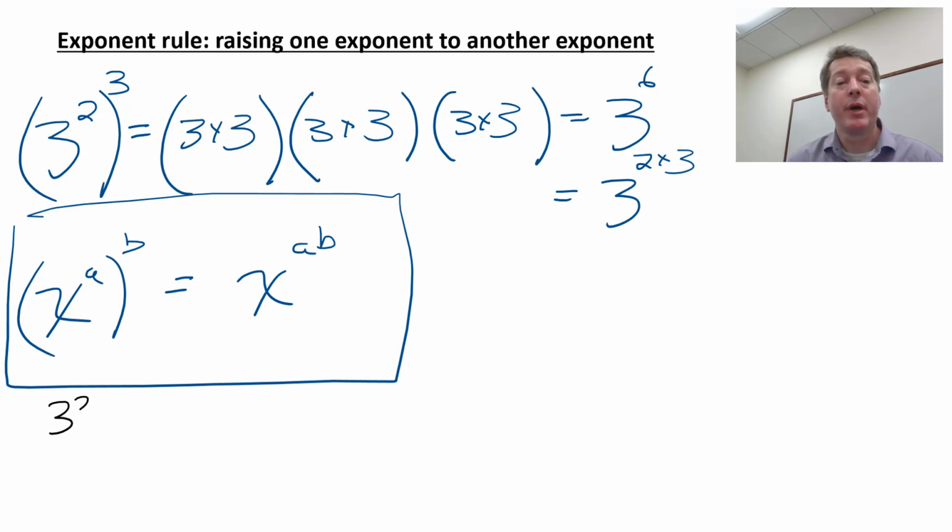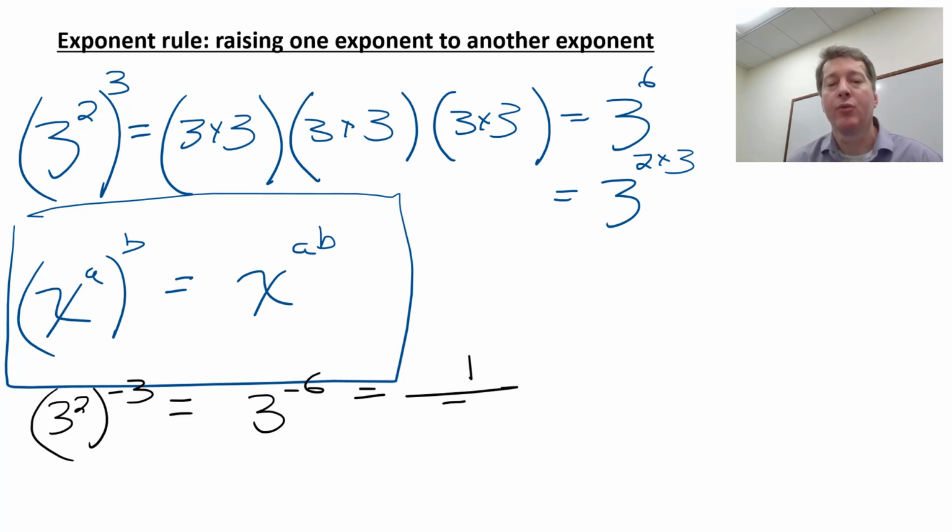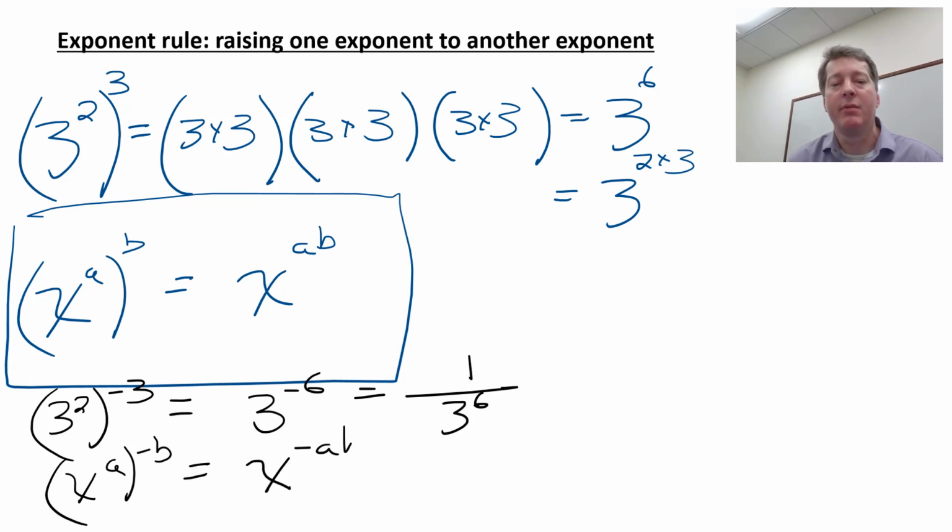Suppose I had 3 squared to the negative 3. Well, same rule, you multiply the exponents. That's 3 to the negative 6, which is what? That's the same as 1 over 3 to the positive 6. 1 over 3 to the 6th. How about x to the a raised to the negative b? So that is what? That is x to the negative ab. That is 1 over x to the ab. 1 over x to the ab.